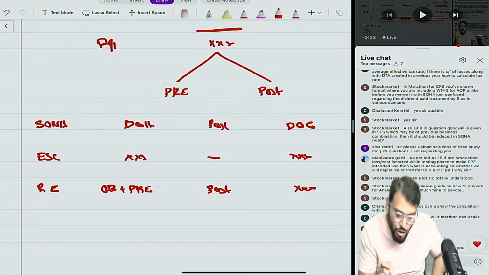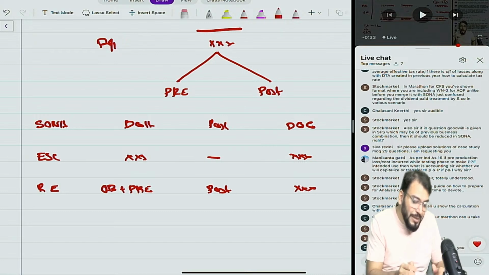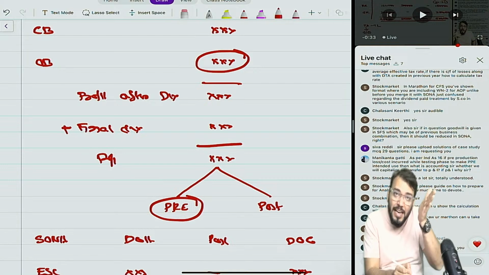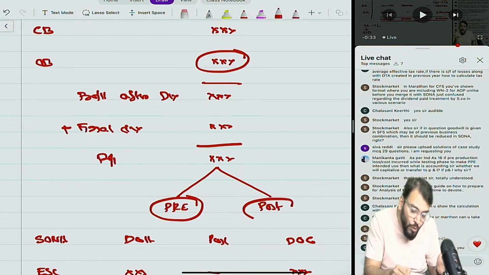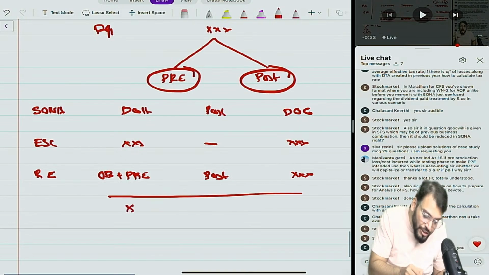Have you understood this? So opening balance plus pre will be added and written in date of acquisition. This post will be written in post column. Now just try to understand.